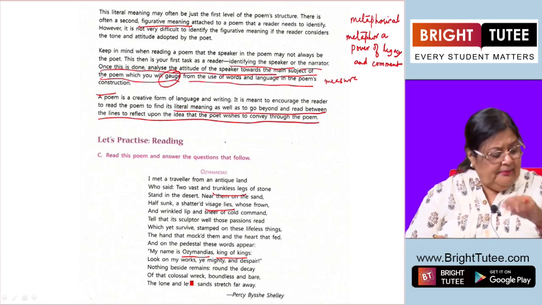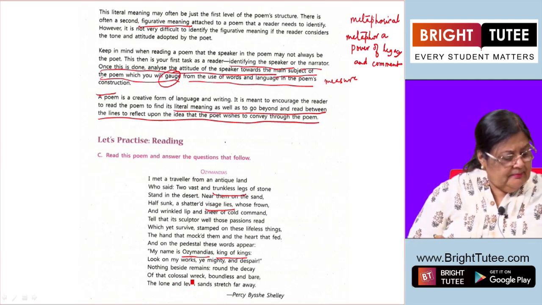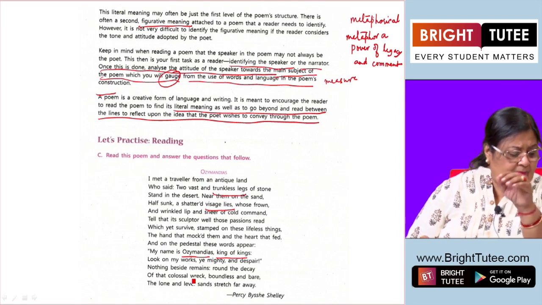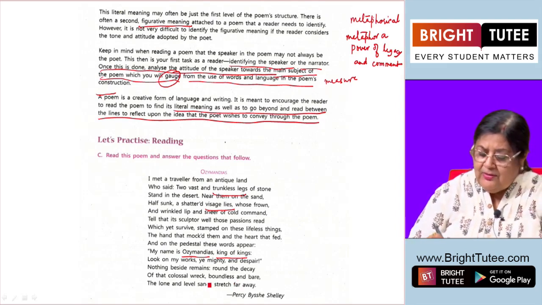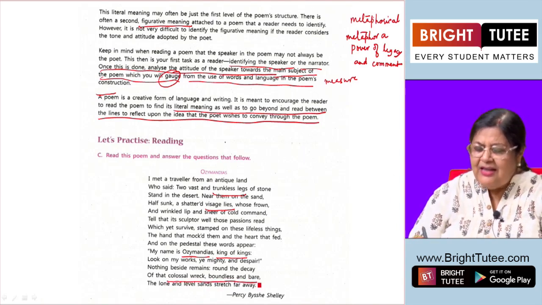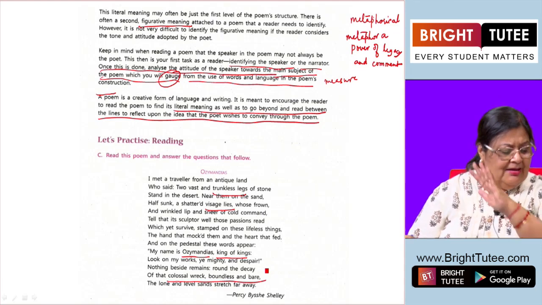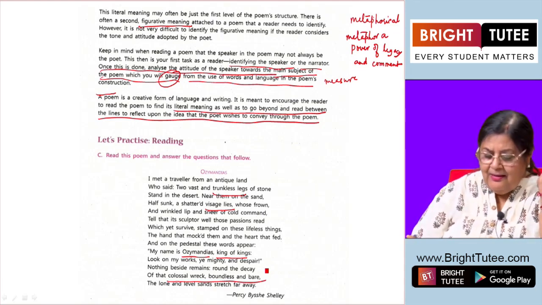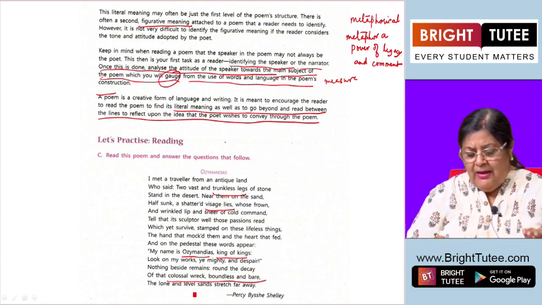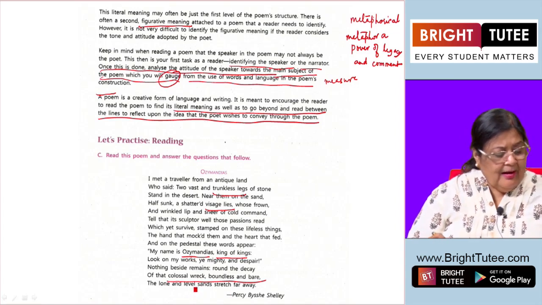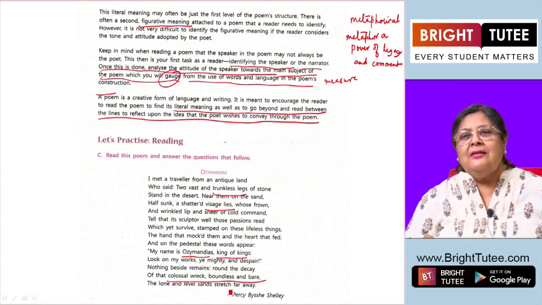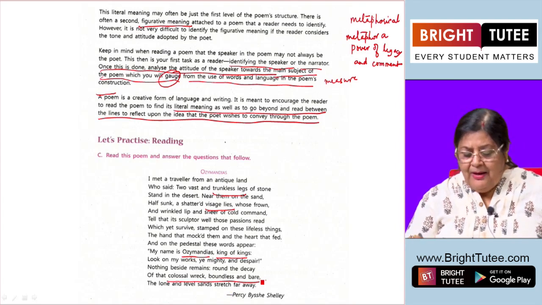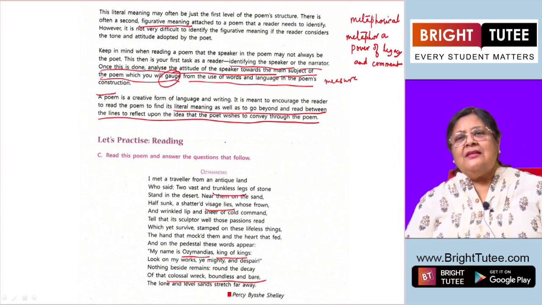"Of that colossal wreck, boundless and bare." Colossal wreck means architectural destruction. "The lone and level sands stretch far away." Boundless means unlimited. And bare, the lone and level sands stretch far away.